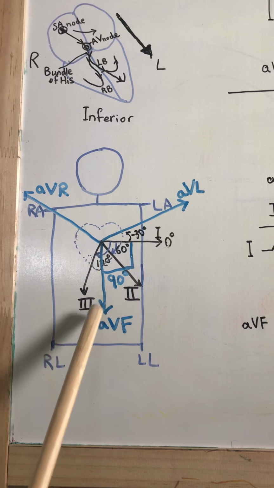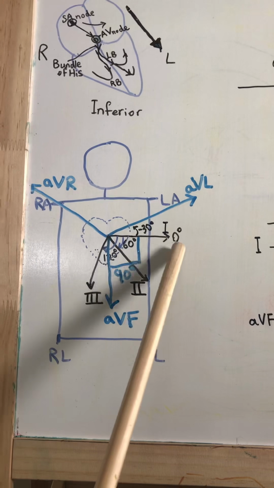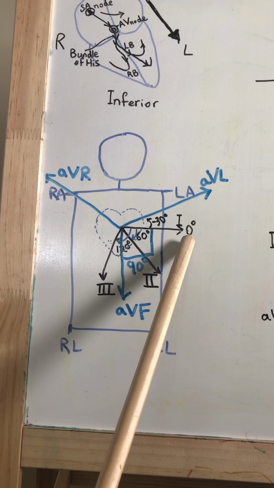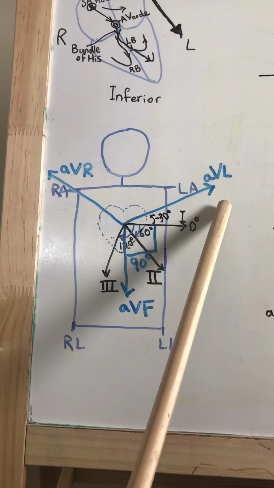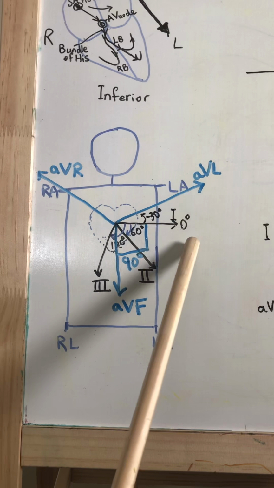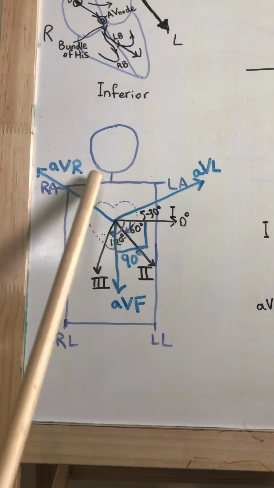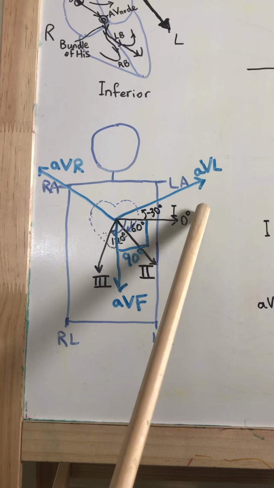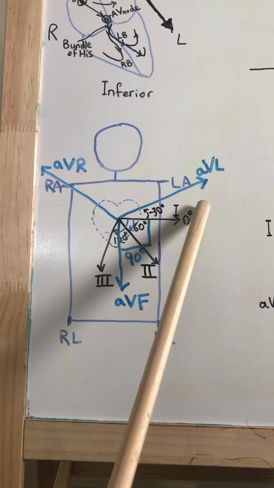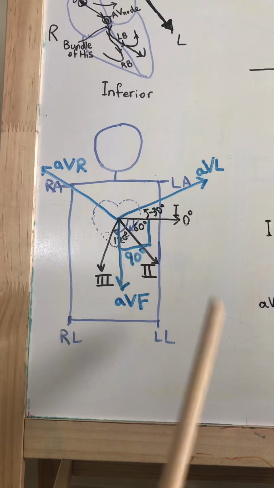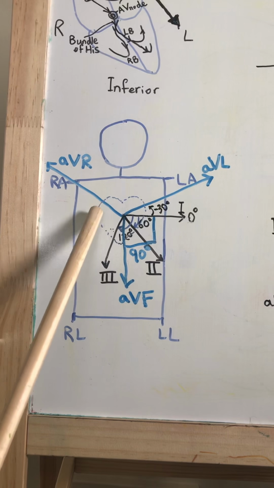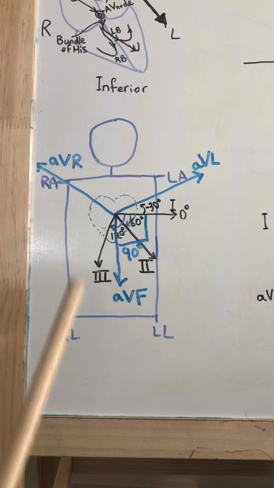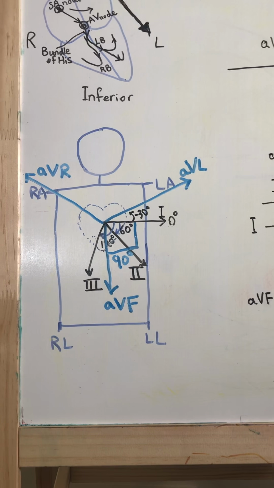Lead AVF is directed inferiorly from lead 1 and it is at 90-degree angle from lead 1. Lead AVL is at 30-degree angle from lead 1 but in an anti-clockwise direction. So its angle is considered minus 30-degree, meaning that it is a 30-degree angle but in an anti-clockwise direction. Lead AVR is at 210-degree angle from lead 1 in a clockwise direction.